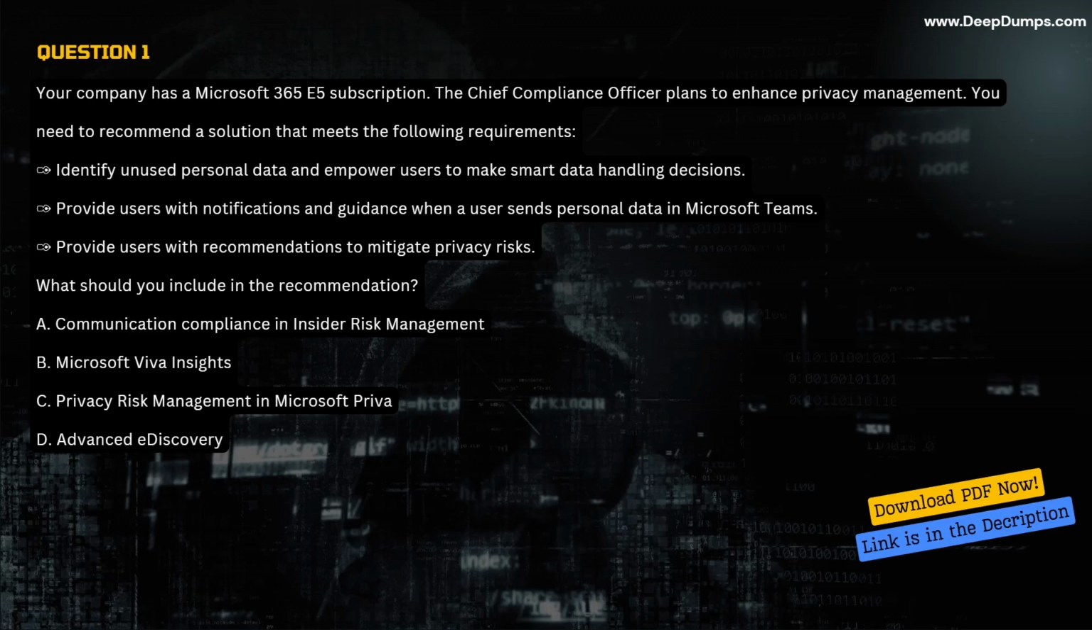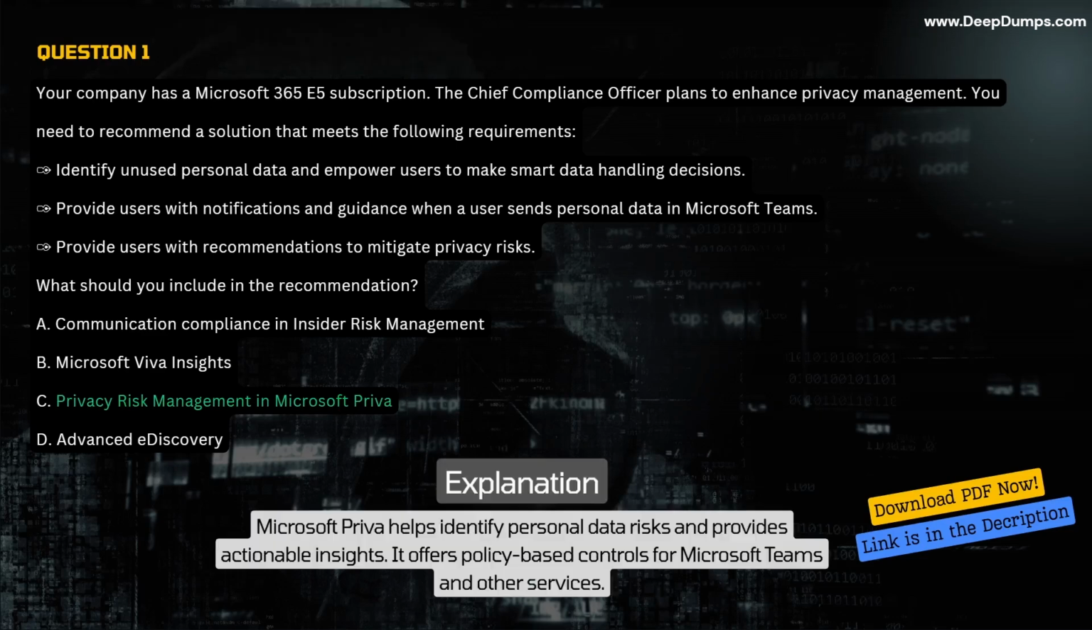A. Communication compliance and insider risk management. B. Microsoft Viva Insights. C. Privacy risk management in Microsoft Priva. D. Advanced e-discovery. Correct answer, C. Privacy risk management in Microsoft Priva. Explanation: Microsoft Priva helps identify personal data risks and provides actionable insights. It offers policy-based controls for Microsoft Teams and other services.